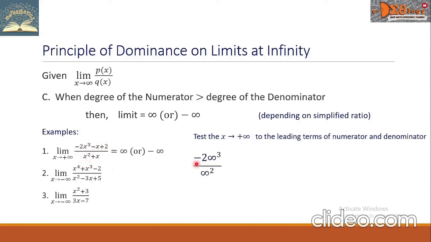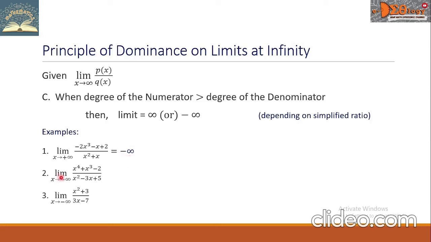So it becomes negative 2 times infinity to the power 3 all over infinity squared. There is this negative 2 multiplied by a positive infinity number, then divided by a positive infinity number. So the answer is negative infinity. Therefore, the answer for number 1 is negative infinity.